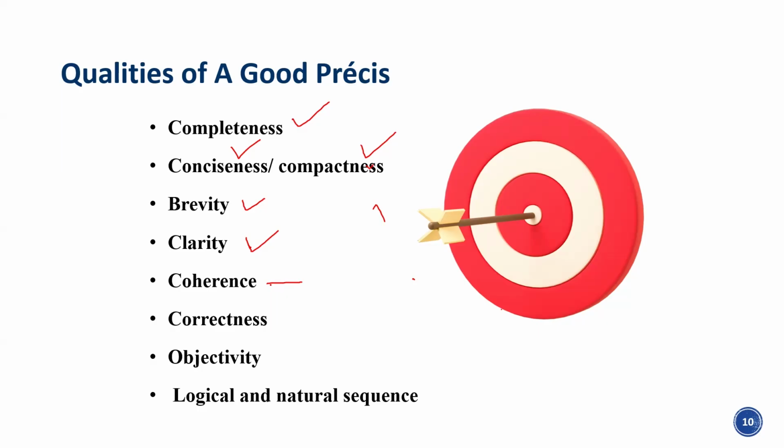And the objectivity. Identify the objectivity, but do not make it subjective; there should be objectivity in how this precis has gone through. And definitely you should bring logical and natural sequences. Logical and natural sequences will help you design a good precis, because you cannot change the order of the original work. So you need to focus on the same structure, the same design that the original work has.